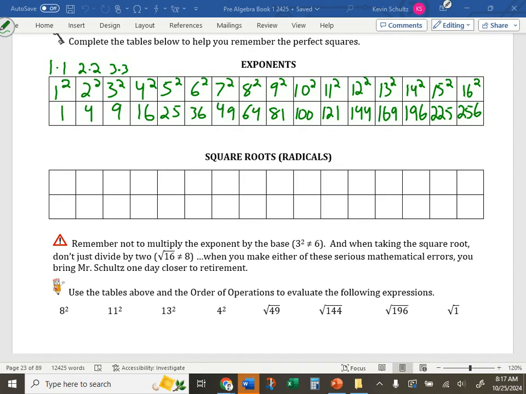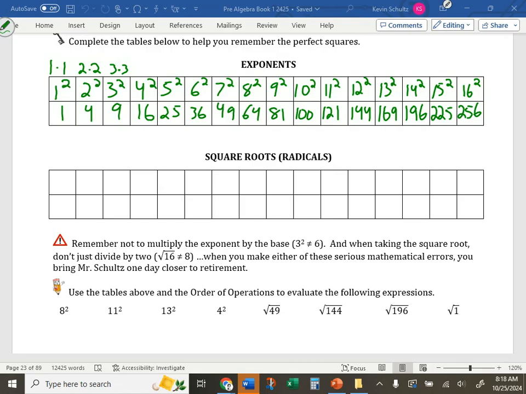Put this chart on a help sheet. Take the time to fill it out, put it on a help sheet so that you have it. It's got all the squares that you will need for the test. And then the second table there deals with the roots or radicals.